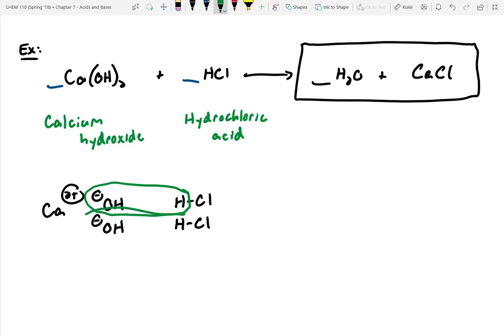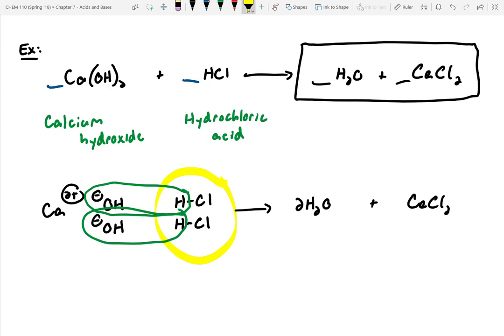So let's mix this together. And when we visualize this using our picture, we're going to have 2 waters plus CaCl2. So it's really important that you remember the 2. And when we balance this 2, you can see over on the starting material side, we needed 2 of our hydrochloric acids. So plug that in.